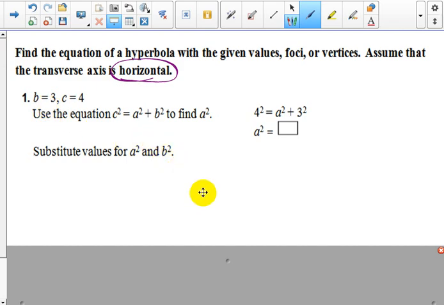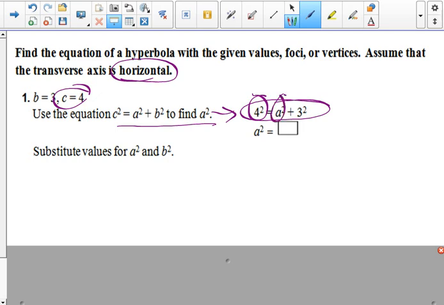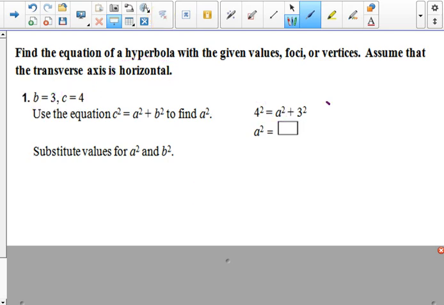A. So let's plug that into the equation. They've already written it for you on the right. It says use the equation c squared equal a squared plus b squared to find a squared. And here it is. So plug them in. So we know that c is equal to 4, so it's going to be 4 squared equal a squared, which is our unknown, plus b squared, which is 3 squared. I know I'm marking that up. So here it is right there.